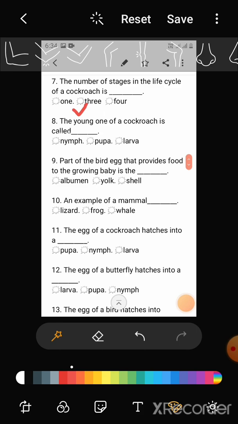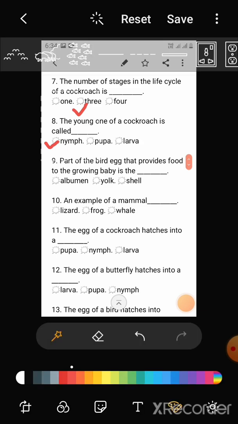Next, the young one of a cockroach is called a dash. And the answer is nymph. The young one of a cockroach is called a nymph.